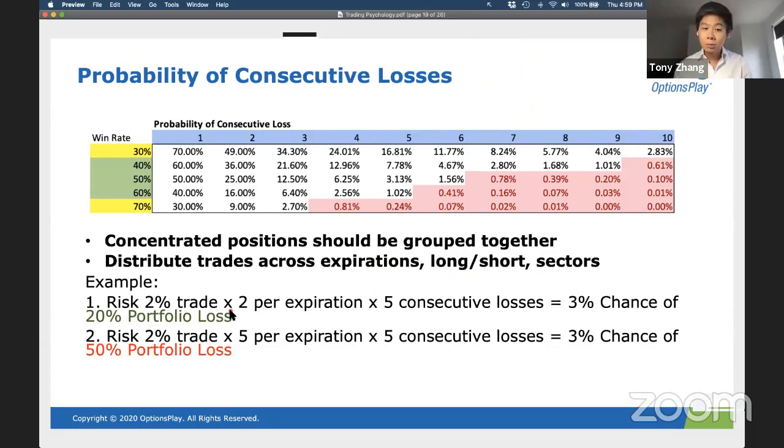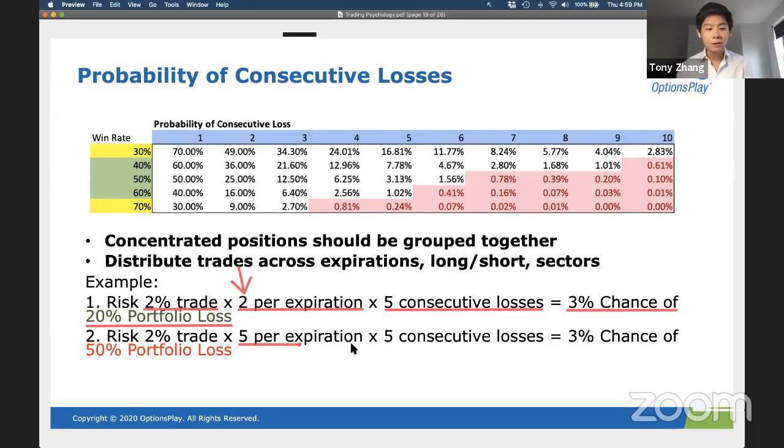So many times someone will stay within the 2% rule. Maybe they have 2 trades on each expiration cycle. So when they account for those 5 consecutive losses, what they're looking at is about a 3% chance of a 20% portfolio loss instead of a 10% loss, because they're trading 2 trades per expiration cycle.